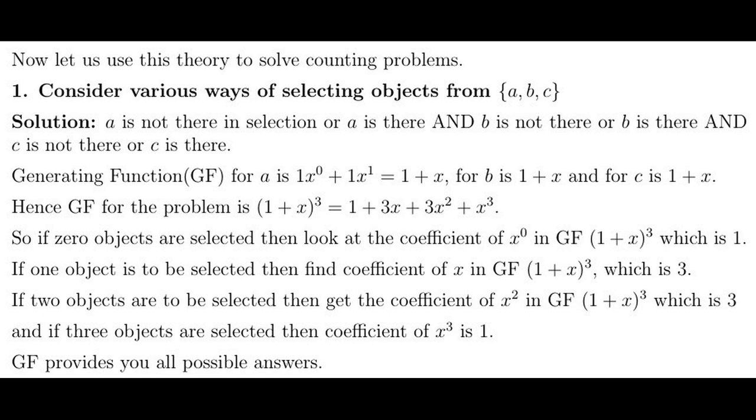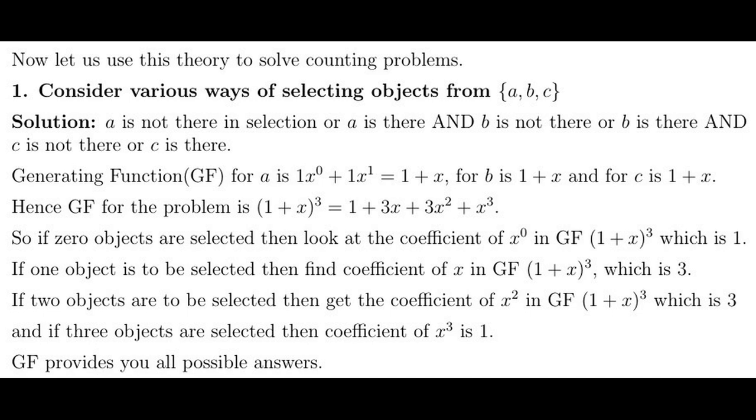So 1 plus x: 1 means A is absent, or A is present. So 1 plus x: B is absent or B is present. The generating function is 1 plus x, and C is absent or C is present. The generating function is 1 plus x. But because of AND in between, we are supposed to multiply, and hence the overall generating function for the problem will be (1 plus x) cubed, which is 1 plus 3x plus 3x squared plus x cubed.